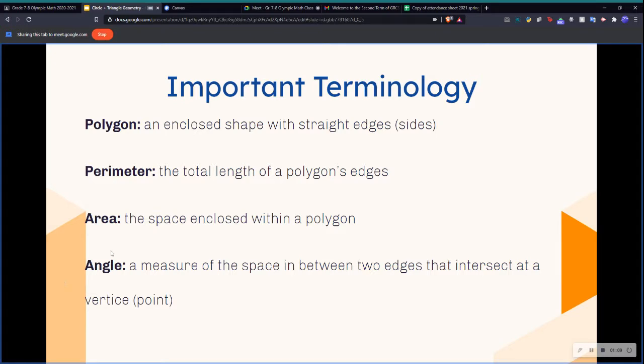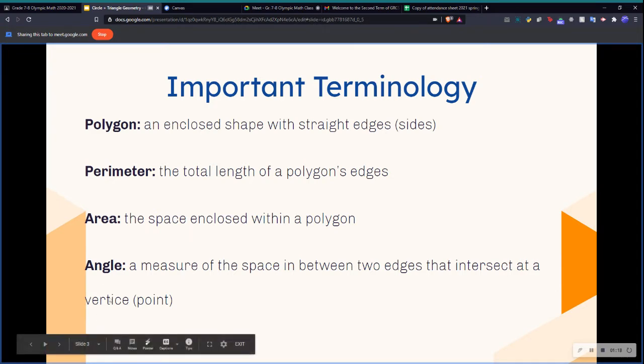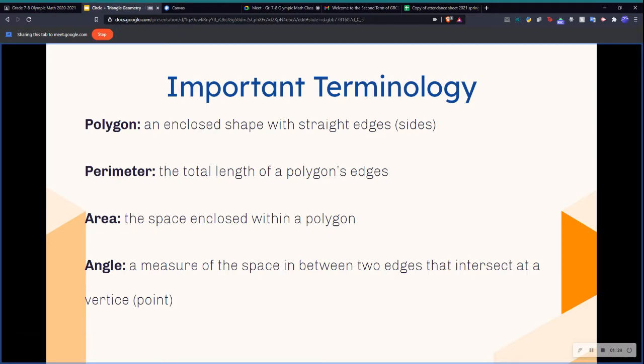And then the final term, an angle. Angle is basically a measure of the space in between two edges that intersect at a vertex. A vertex is just a mathematical term for a point. So say you have two edges like this, you want to measure the angle in between, just like that.